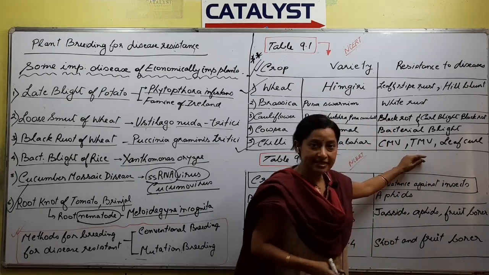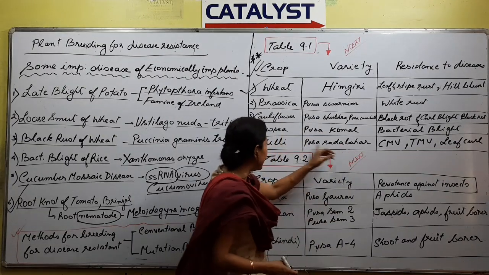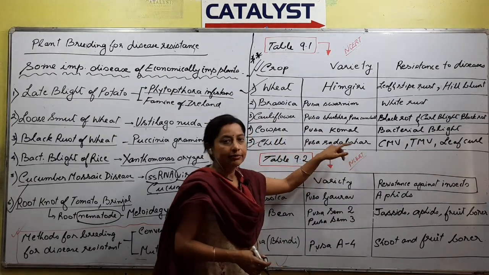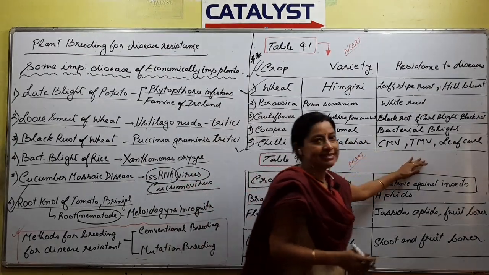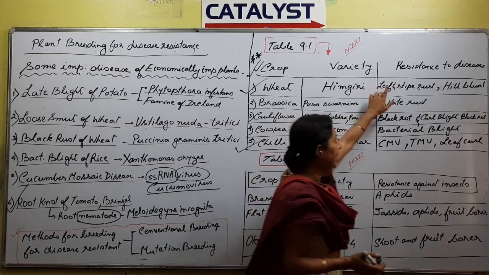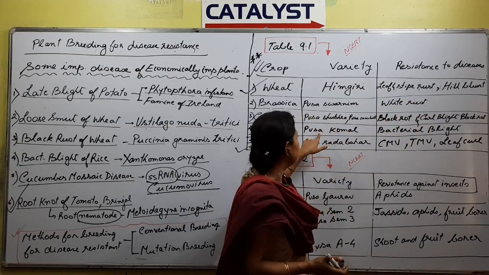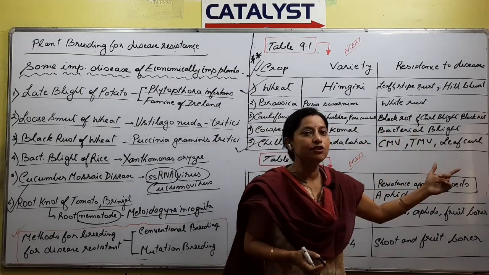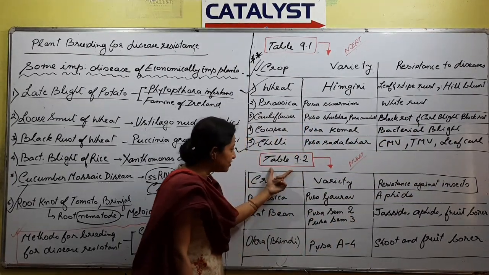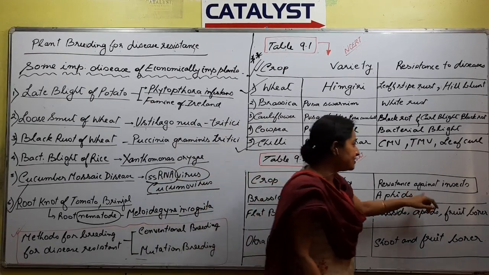Resistant to these three diseases is a variety of chili, and what is the name of the variety? Pusa Sadabahar. That means a single plant never gets these three diseases. Is the point understood? Just like in Himgiri these two diseases do not occur, similarly here these two diseases do not occur. Similarly, Pusa Komal does not get bacterial blight. So one chart we will memorize. Next, coming to the second chart, that is table 9.2.